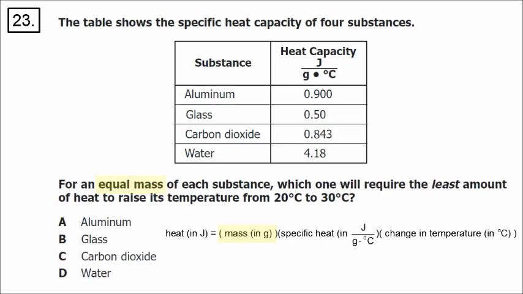The one that requires the least amount of heat should be the one that has the lowest value in this table. So the correct answer is glass because the number 0.5 is the lowest in this table.